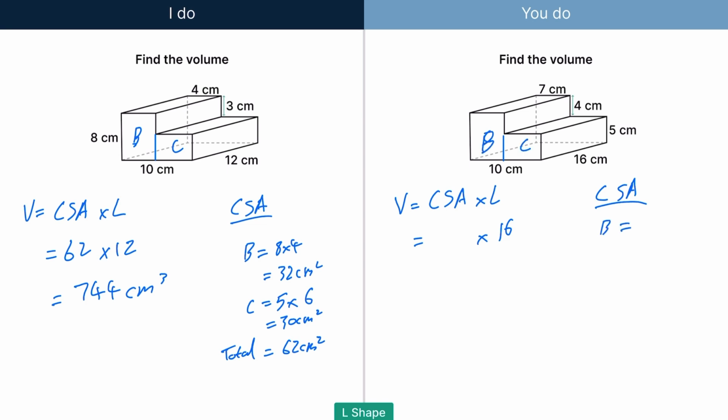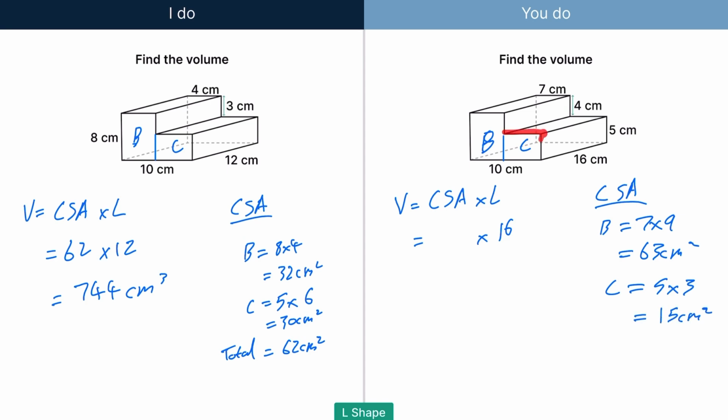So we can say B is just going to be 7 times 9. So just to highlight that, that's that there. That's where the 7 comes from. So that's the width. And the height here is going to be 4 plus 5. So we know that 7 times 9 is 63 centimeters squared. And then we just need C now. So C is going to be 5 times 3, which is 15 centimeters squared.